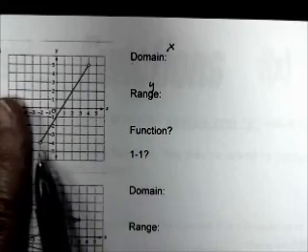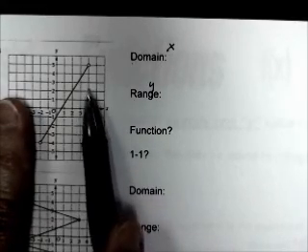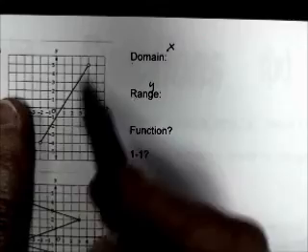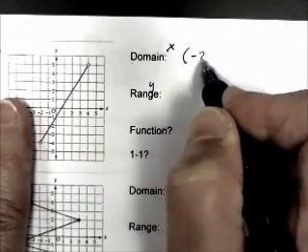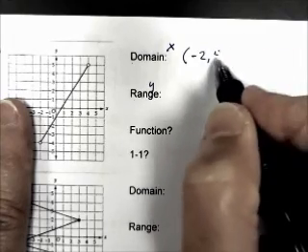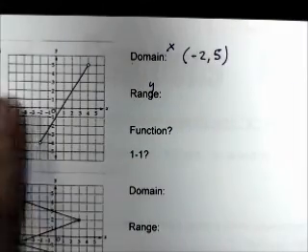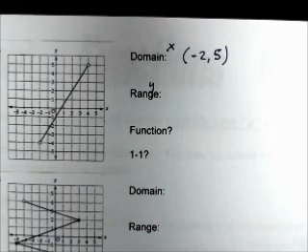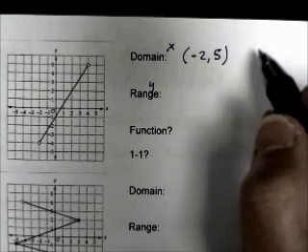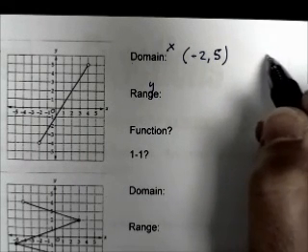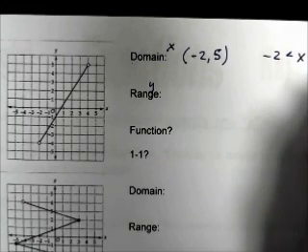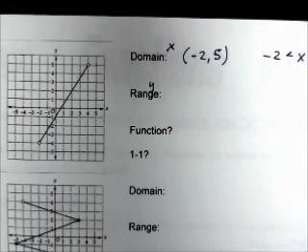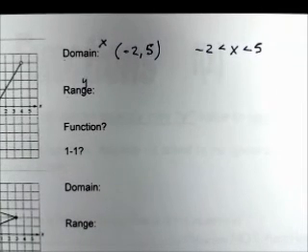What are my values for x? -2, 4. No holes in between. So interval notation, parentheses, -2, comma 4. Oops, sorry, that's 5. Thank you. -2, comma 5. Or symbolically, we can write this as x is going from -2 to 5. So -2 less than x less than 5.